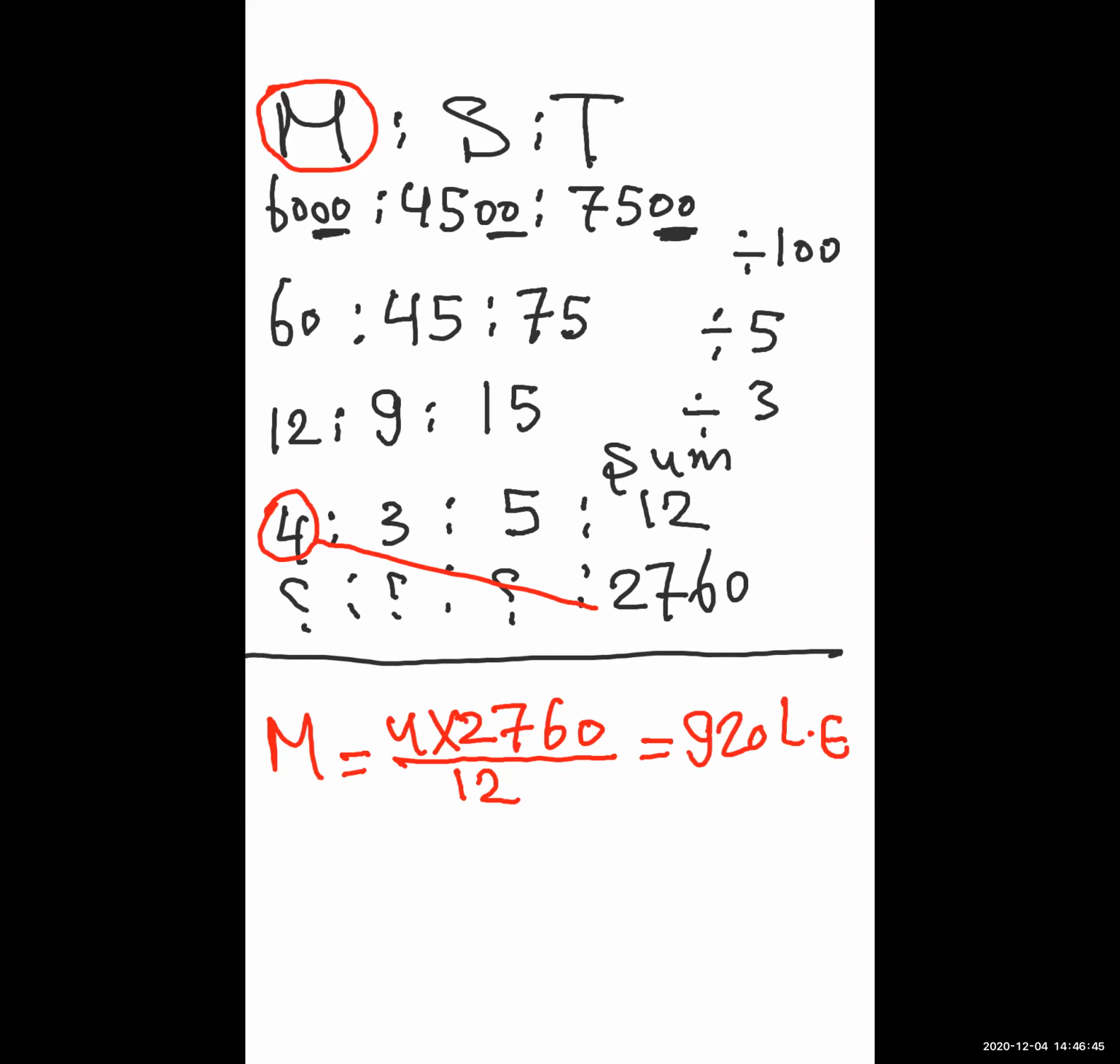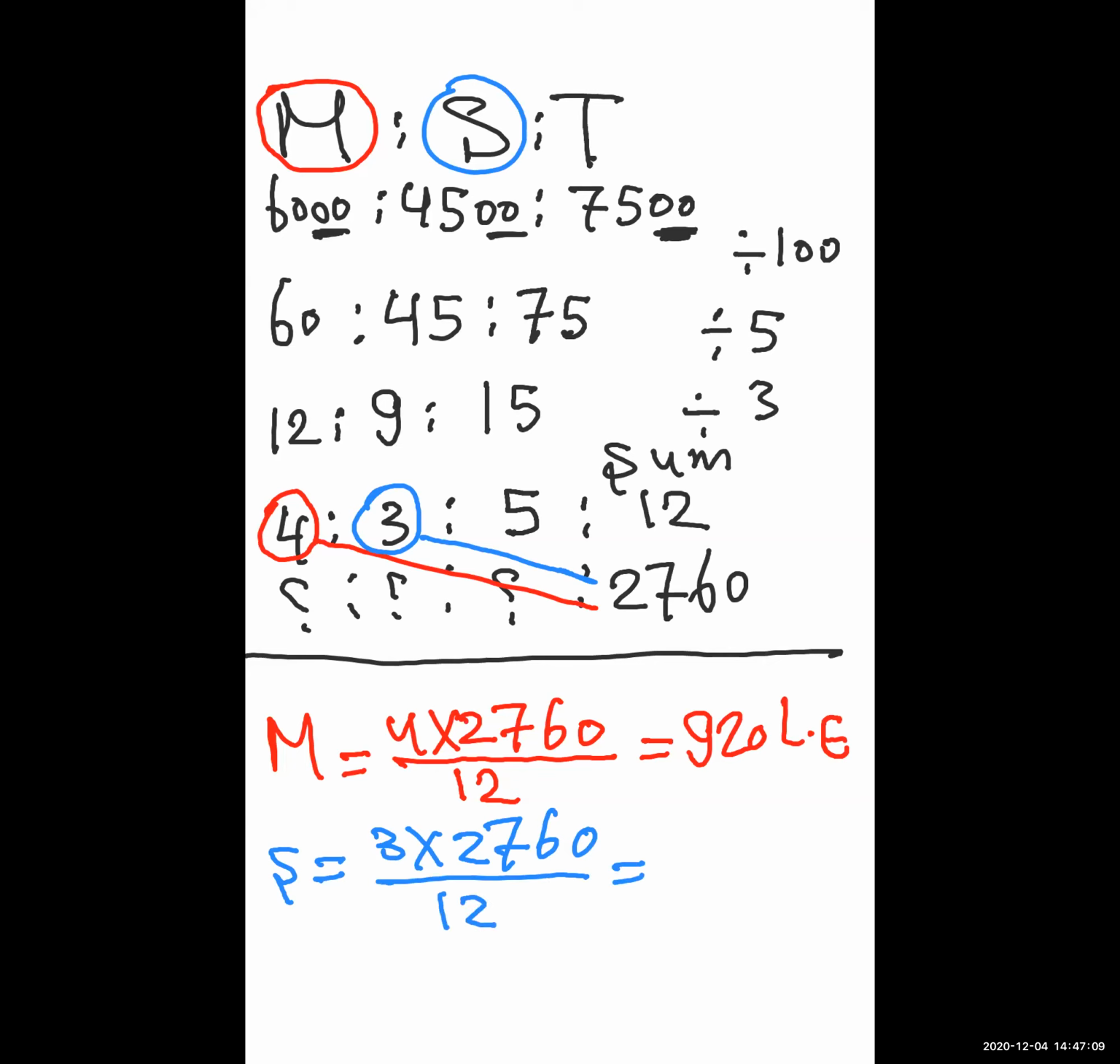Then the next one, Said. So Said will equal, what is the ratio for Said? 3. So 3 times 2,760, and also over 12. Okay, over 12. So it will equal 690 pounds.